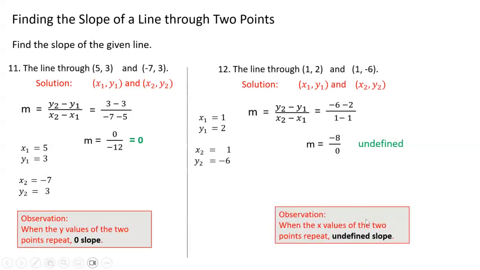Here's another observation. When the x's repeat, for example, in this case, the x's repeat at both points, it's going to be undefined slope. Without doing any work, you should be able to know that.